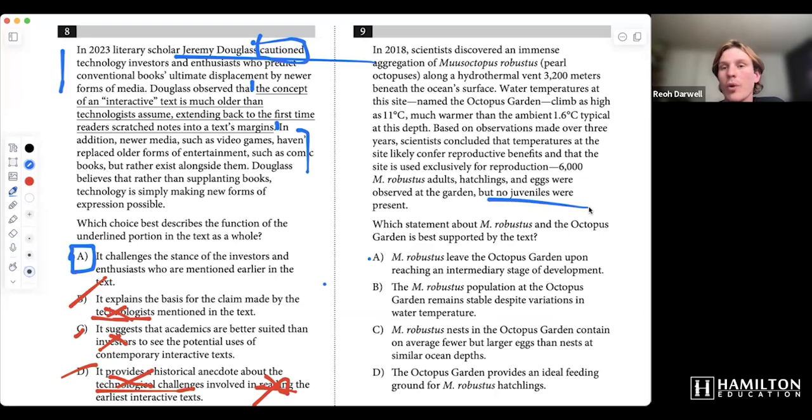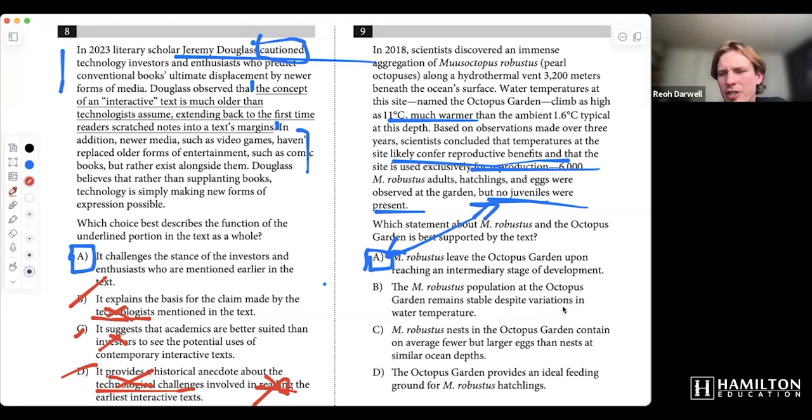So what do we know? We know that they like the warm temperature, right? And that it is likely reproductive benefits and it's used for reproduction because once they're old enough, they get out of there. So A is supported in the text, right? This is directly supported between A and what's underlined, no juveniles are present. Okay.